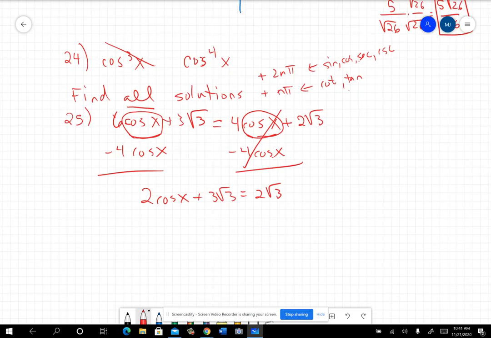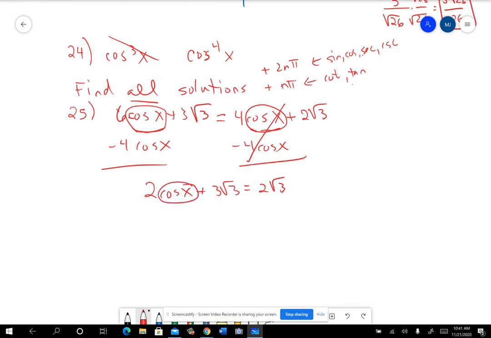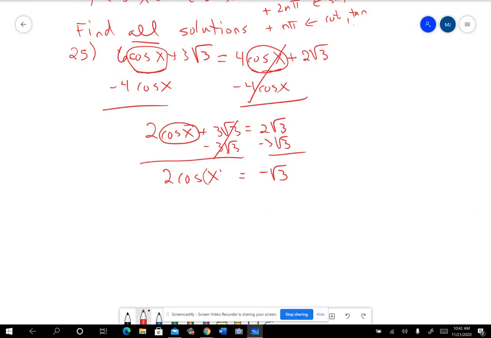Okay. Then I'm working first to getting that by itself. So I'm going to continue. I'm going to subtract 3 square root of 3 from both sides. And at this level, you don't have to show that. I just wanted to be really clear. So we have 2 cosine x equals negative square root of 3. Okay. So I'm going to divide by 2 now. I'm going to get cosine x, when I divide by 2 everywhere, equaling negative square root of 3 over 2.